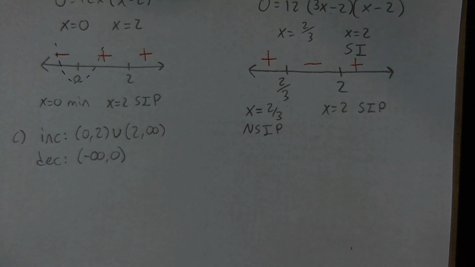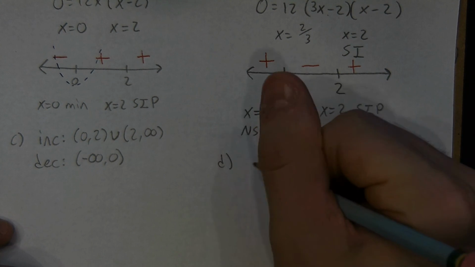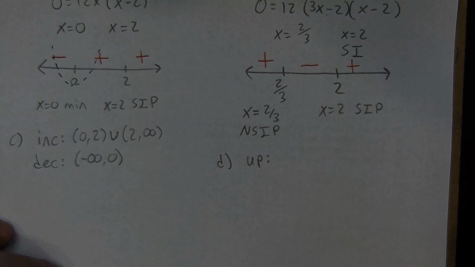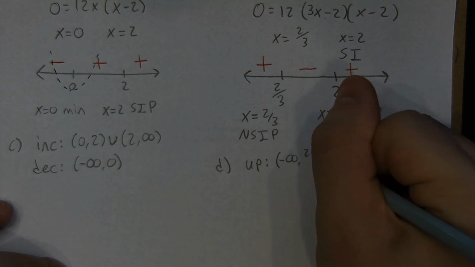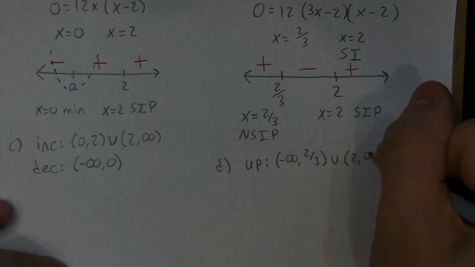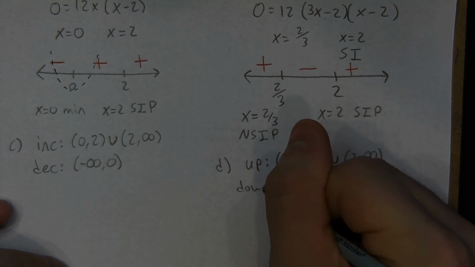There it is. Part D says, where's it concave up, where's it concave down? Well, that's coming from this one, D. So where are we concave up? Everywhere the second derivative is positive. So to the left of 2/3 and to the right of 2. And we're concave down between those values.